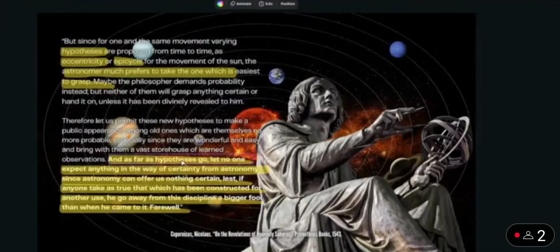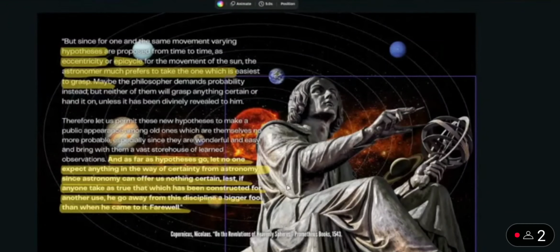And as far as the hypothesis goes in terms of circular orbits or elliptical, let no one expect anything in the way of certainty from astronomy, since astronomy can offer nothing certain, lest if anyone take as true what has been constructed for another use, he will go away from this discipline a bigger fool than when he came into it. Farewell. So if you're looking at positions of stars in the sky, that's from Copernicus.